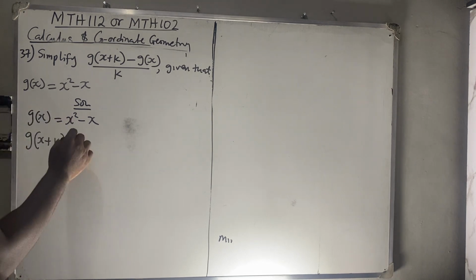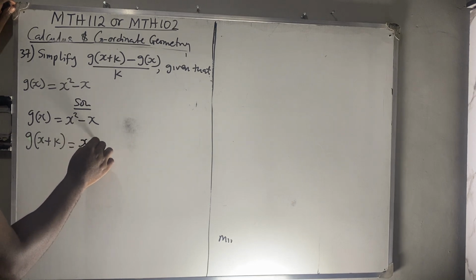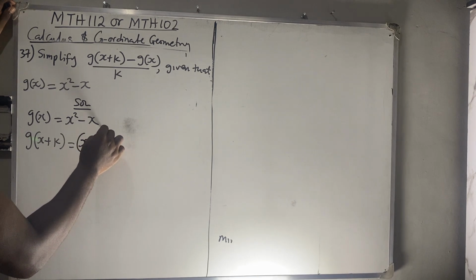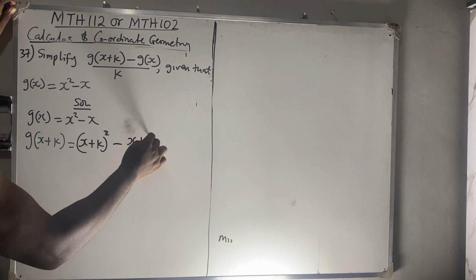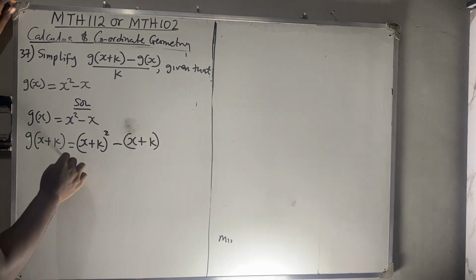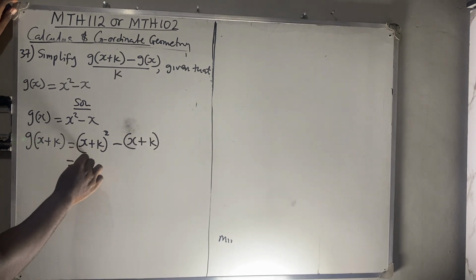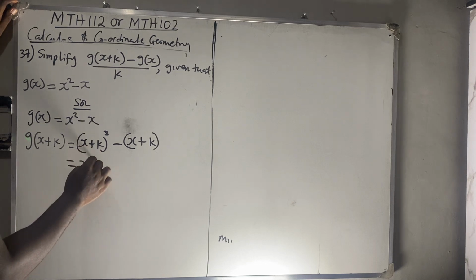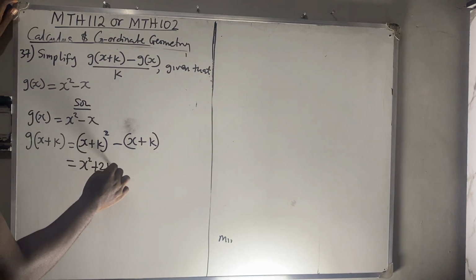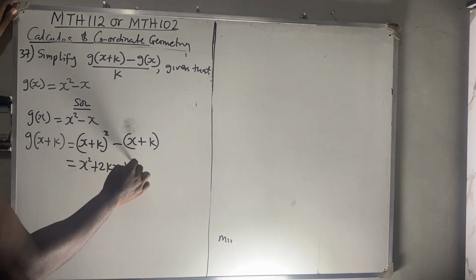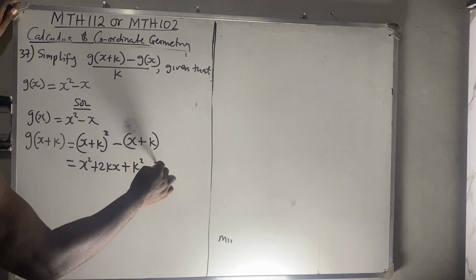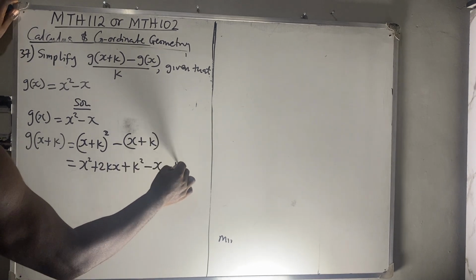So this will now be equal to x plus k all squared, minus x plus k. Which will now be what? Square the first one, x squared, multiply the first one and the second one and double it, you have 2kx, square the last one, you have k squared, with minus x, then minus k.